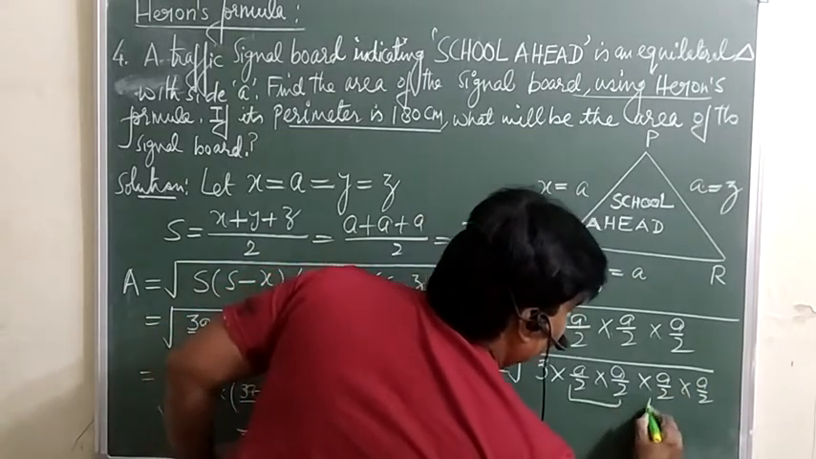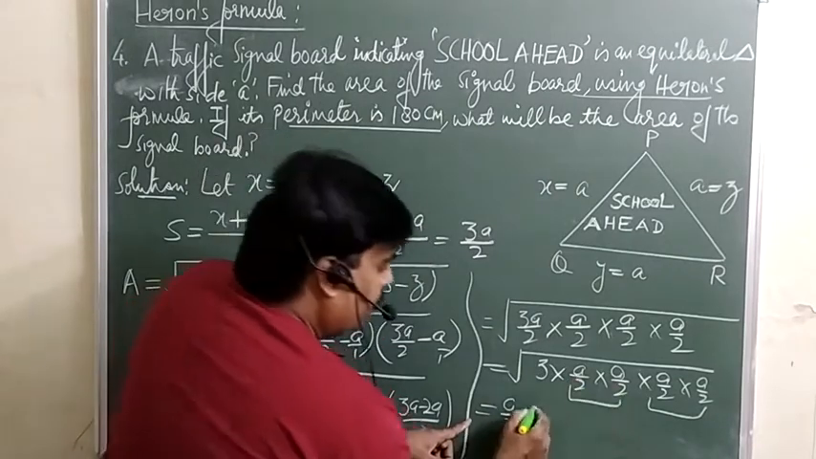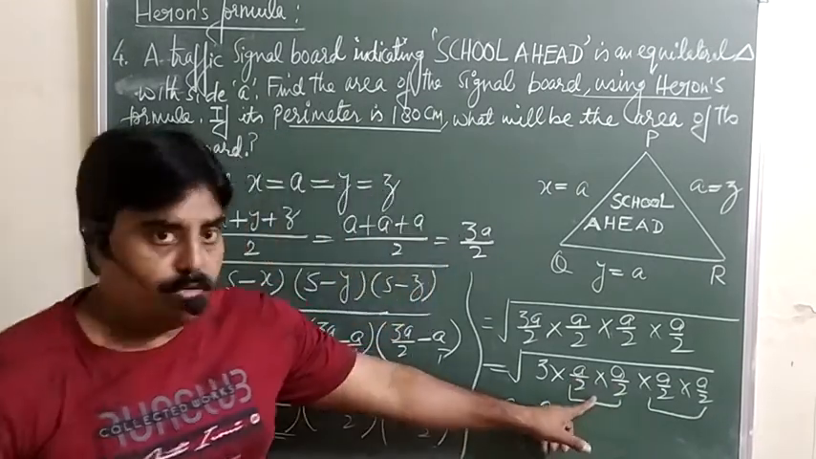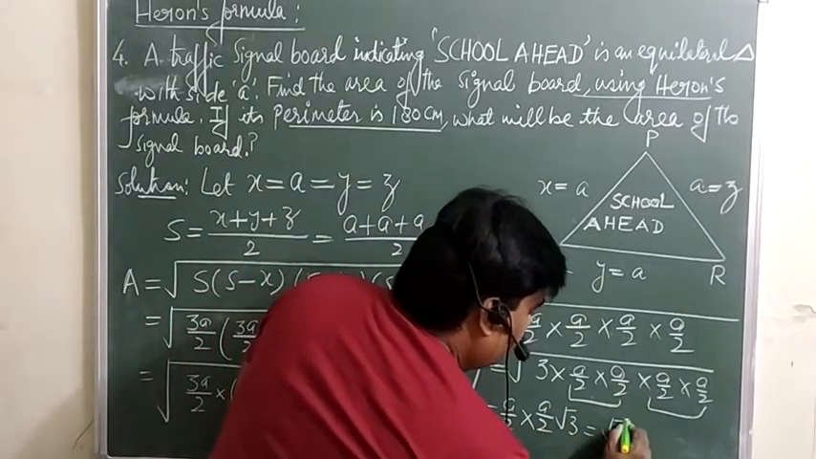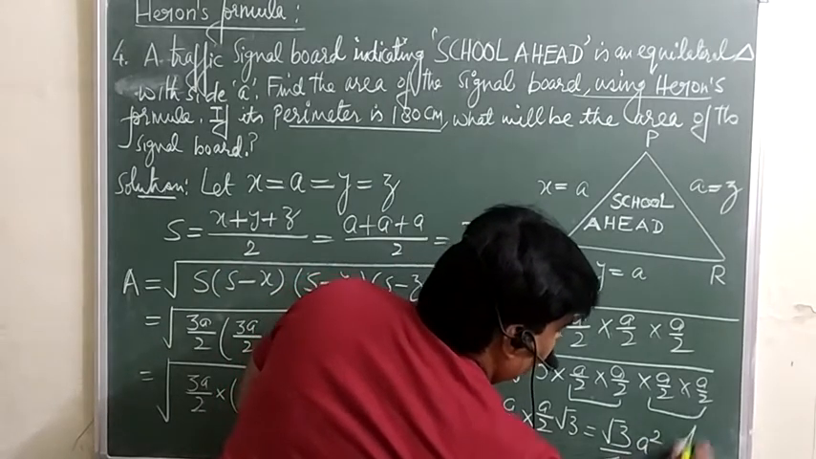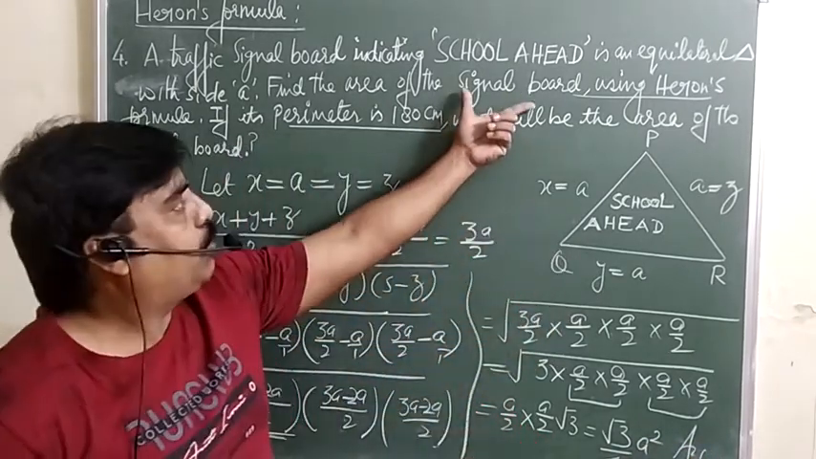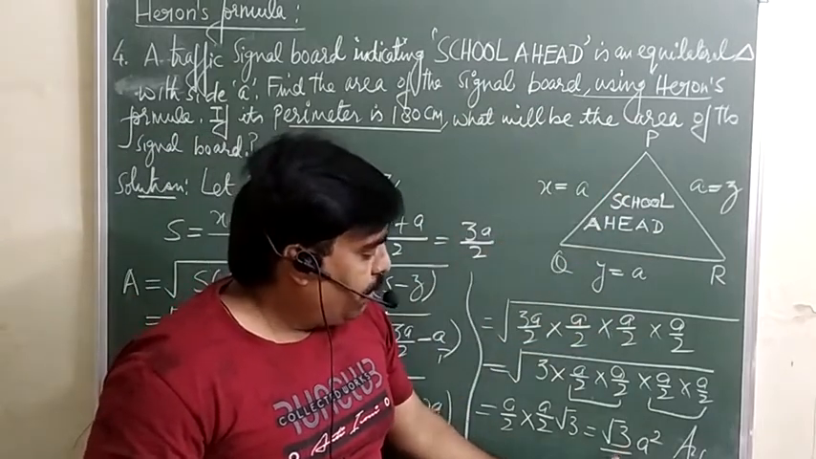You can make the pair. So here you will get a by 2, 1 from here only, a by 2 from here, a by 2. From here you take out root 3. So what you are getting is root 3 and 2 to the 4 into 4 a square. So this is your first part. First part is over. The area of this triangle will be equal to root 3 by 4 a square.